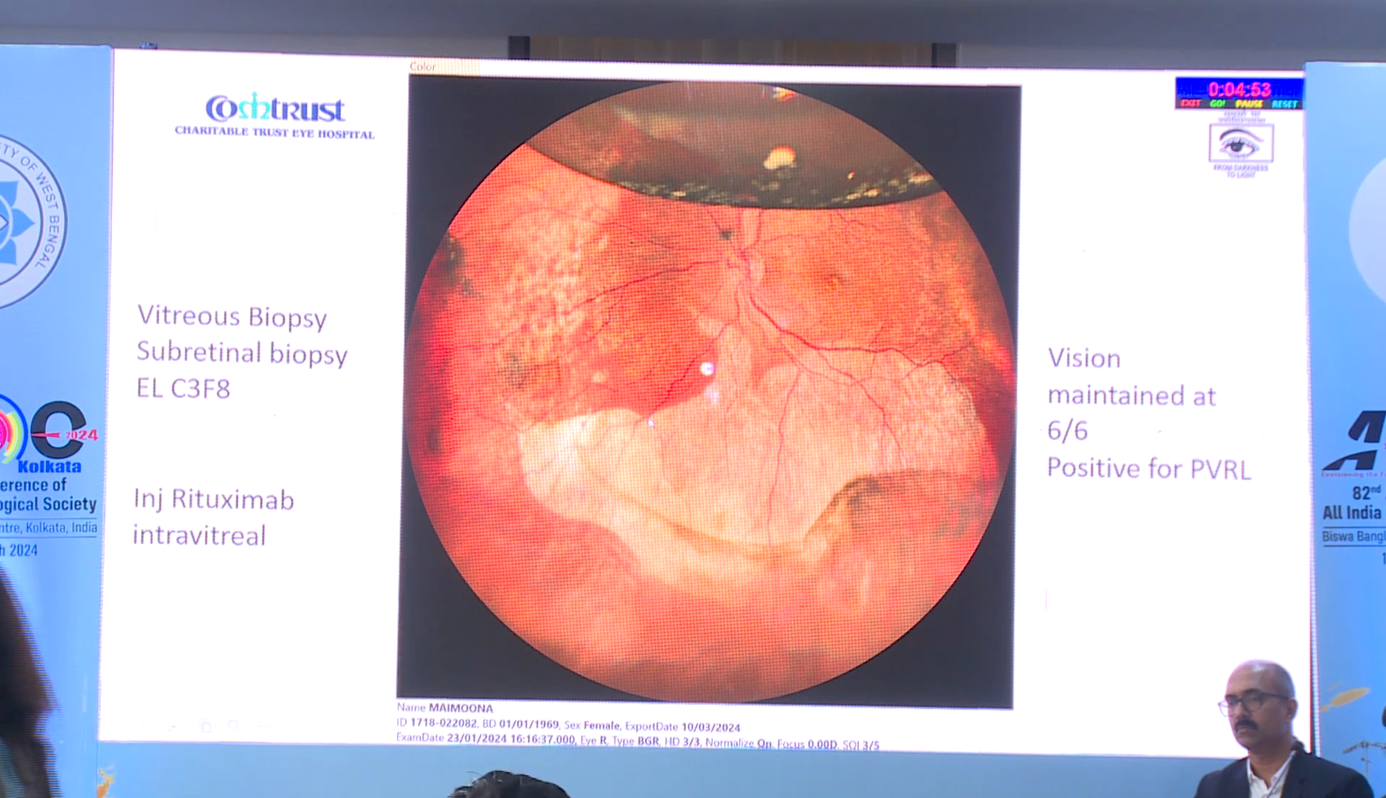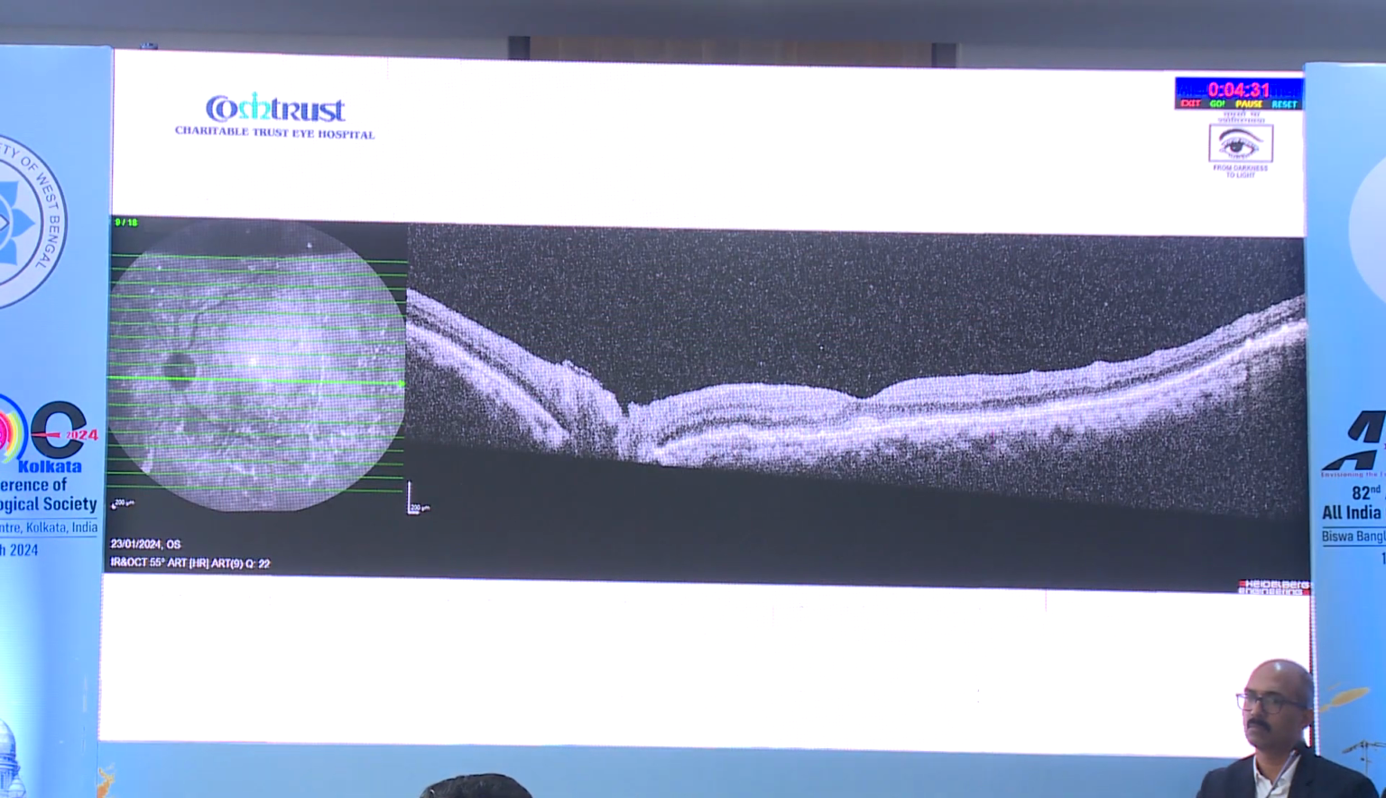This is a post-op photograph where you can see that there is a large RPE tear. Most of the lesions actually resolved very well, but a large spontaneous RPE rip developed inferiorly, not at the area where the retinotomy was made, but exactly inferiorly in the opposite direction. And the biopsy turned out to be positive for primary vitreoretinal lymphoma. This patient was managed with multiple injections of rituximab and methotrexate.